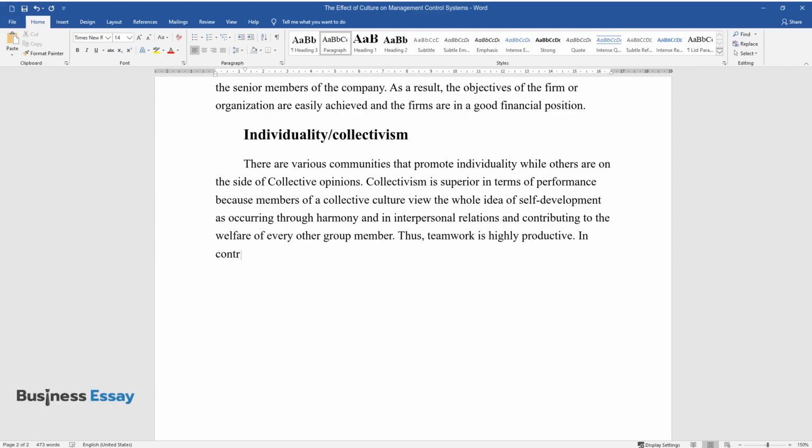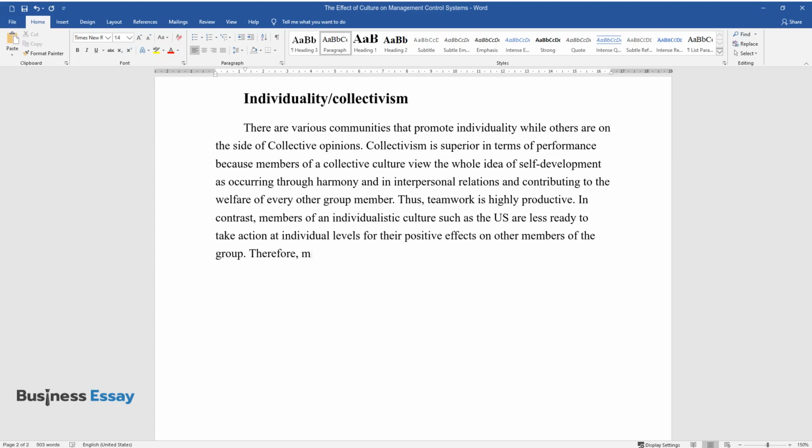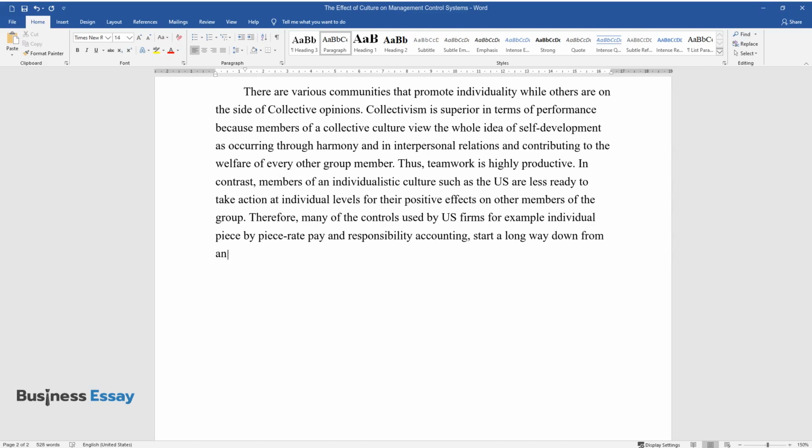In contrast, members of an individualistic culture such as the US are less ready to take action at individual levels for their positive effects on other members of the group. Therefore, many of the controls used by US firms, for example individual piece-by-piece rate pay and responsibility accounting, stem a long way down from an individualistic approach to social organization and work.